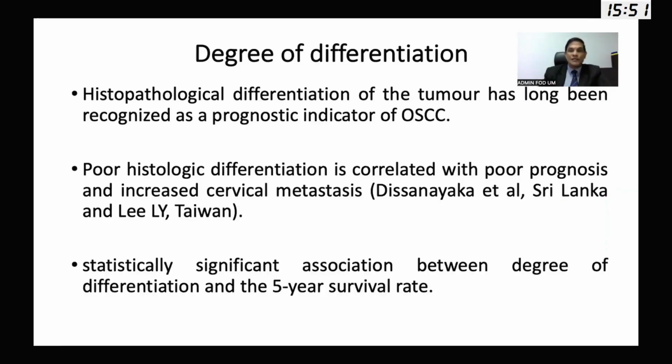The addition of all these histopathology parameters came quite late, but degree of differentiation has been there, as I said earlier, from the 1920s. We have shown this from our studies. Also, the level of differentiation correlates with poor prognosis and increased cervical metastasis. And it also tallies with the 5-year survival rate.